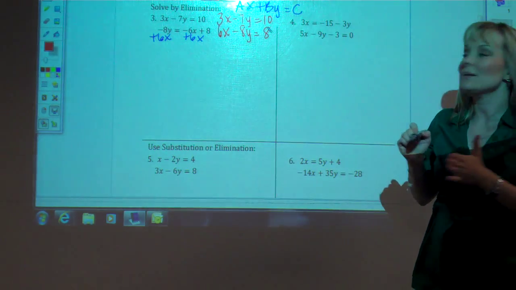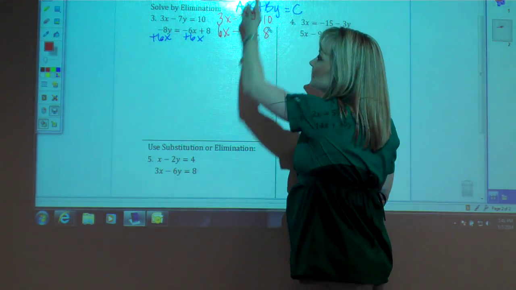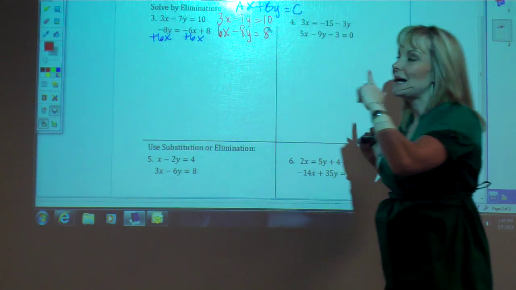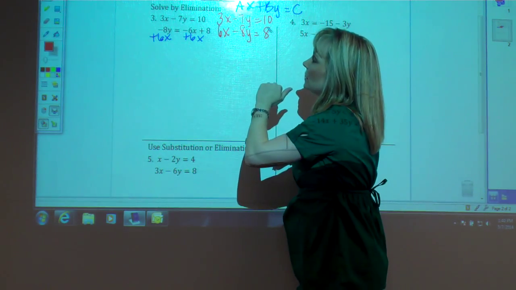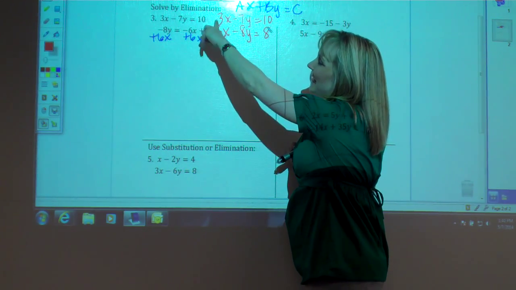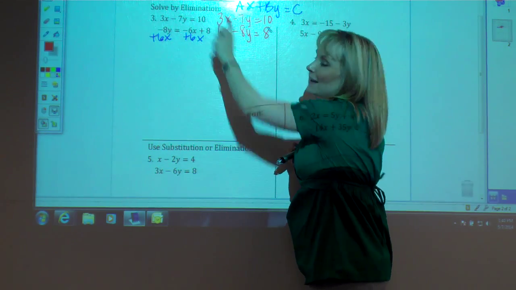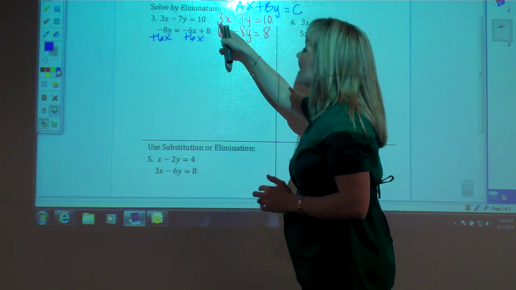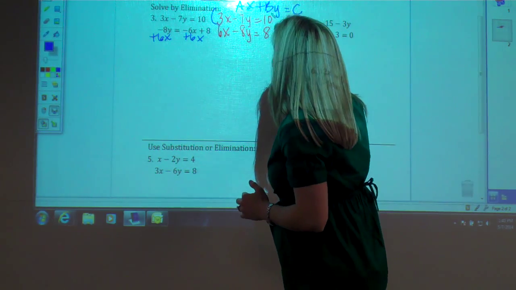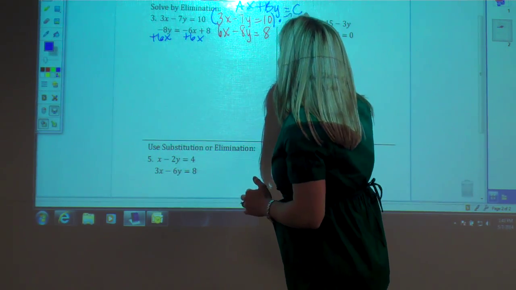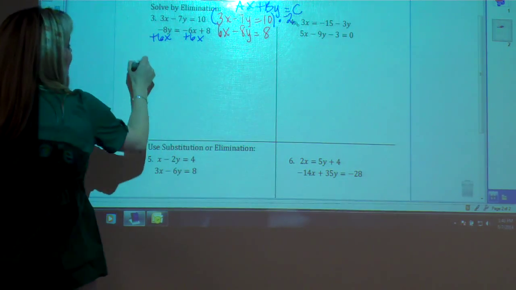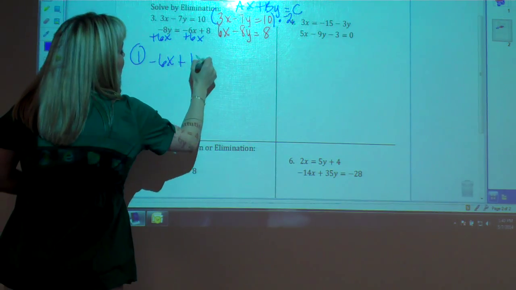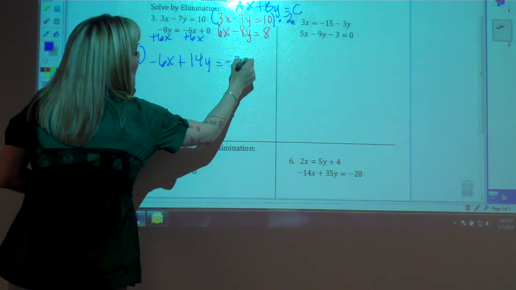Now, in order to eliminate, I can either eliminate the x's or the y's. I want them to have the same coefficient but opposite signs, the same number. This is a 3, this is a 6. I can multiply this by 2 and make it a 6 and eliminate my x's. Now, I don't want it to be a positive 6, I want it to be a negative 6. So I'm going to multiply this by negative 2. So my first equation will read negative 6x plus 14y equals negative 20.